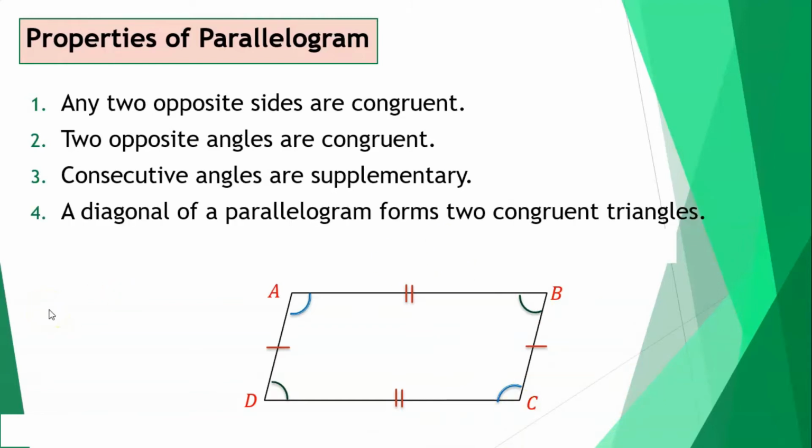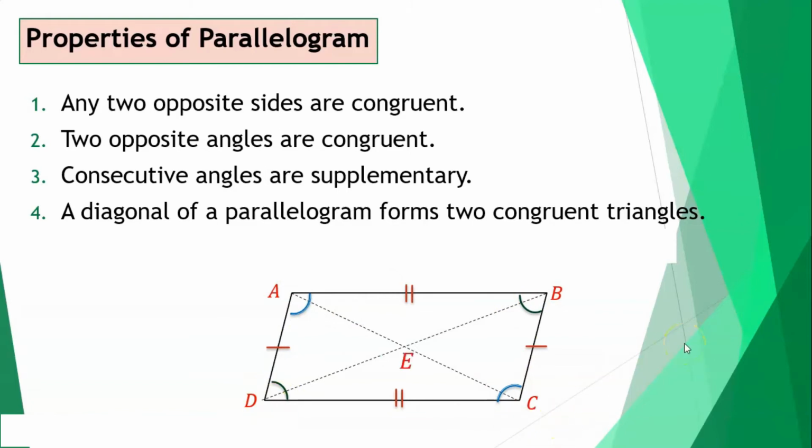Okay, next property. A diagonal of a parallelogram forms two congruent triangles. So, for example, BD here is a diagonal. So, with this, triangle ADB is congruent to triangle CBD. Or if we have diagonal AC, triangle ABC is congruent to triangle ADC. So take note of that.